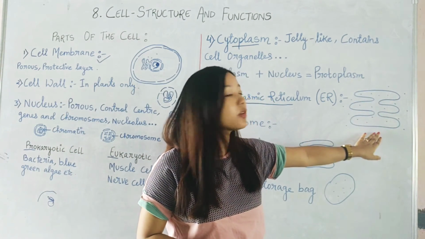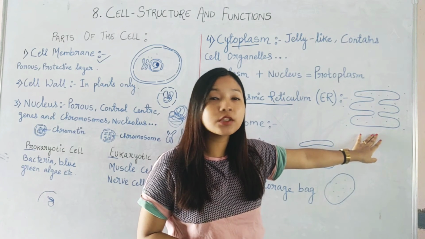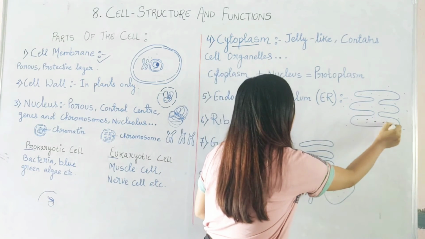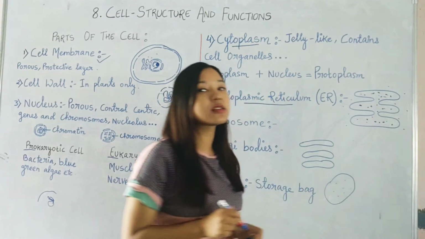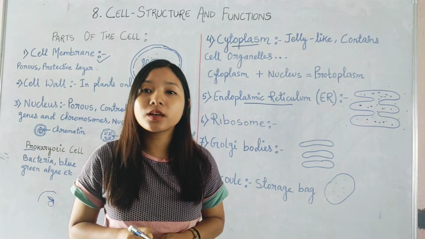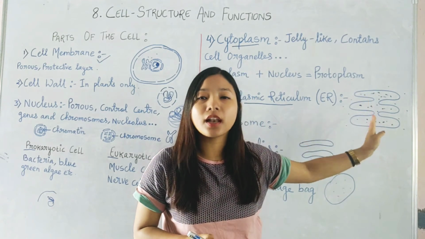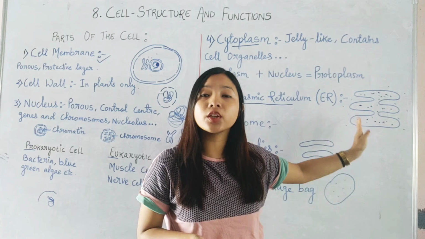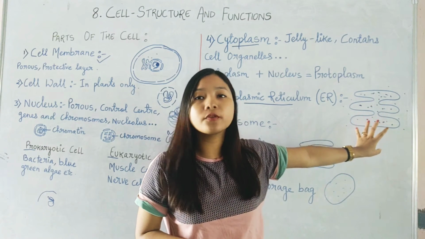So here I have drawn a rough endoplasmic reticulum. Why is it called rough endoplasmic reticulum? Can you see these dots present on this endoplasmic reticulum? Whenever you observe this endoplasmic reticulum under a microscope, these dots make it look like a very rough surface. That is why it is called rough endoplasmic reticulum. So this is an example of its structure.